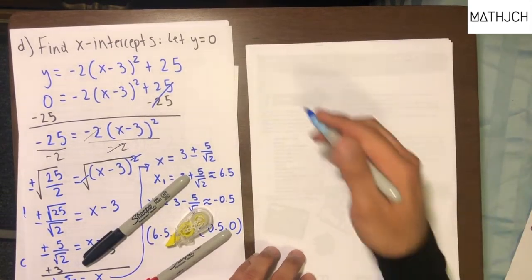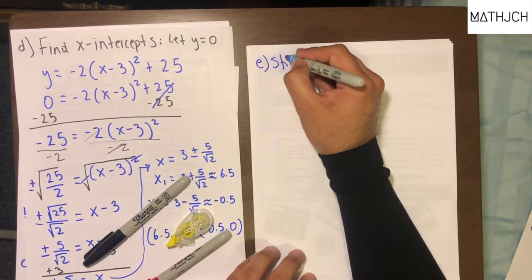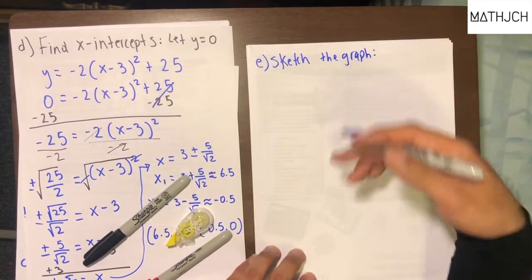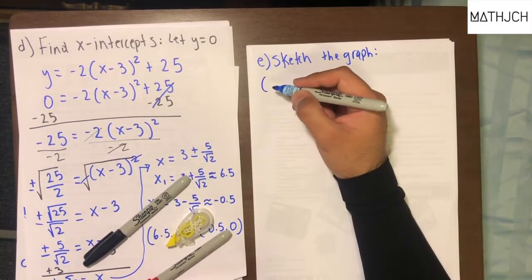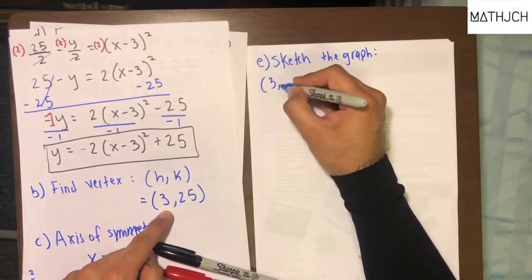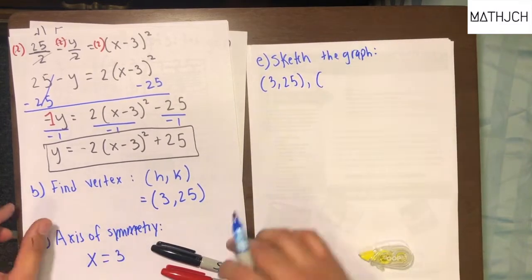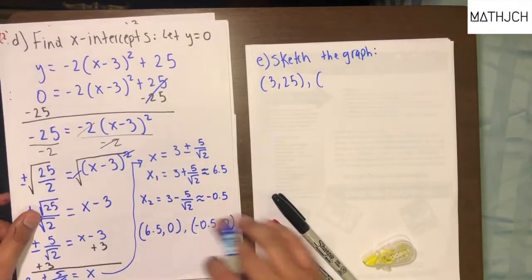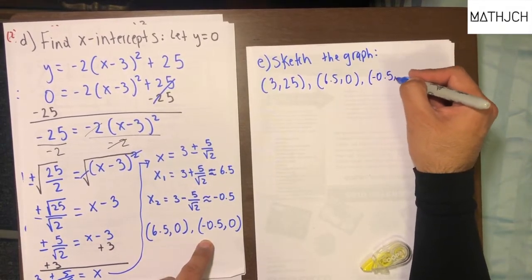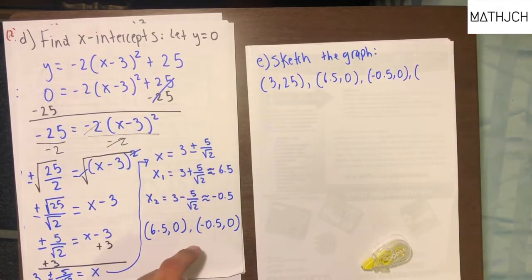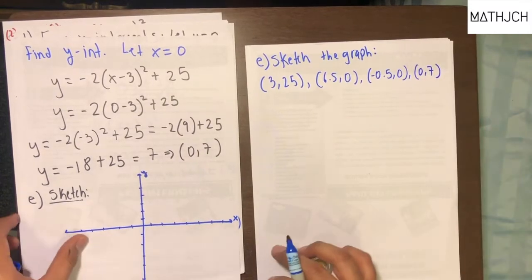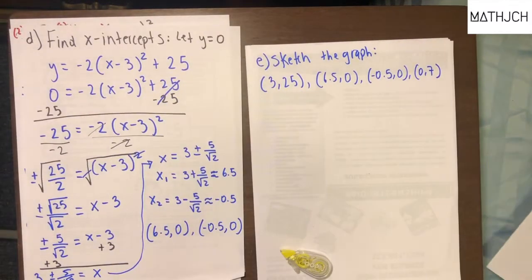Our final step is to sketch the graph, right? Let's gather our points that we have found so far. Our vertex, that we found from part B, which is 3, 25. Our x-intercepts that we found from part D, which are 6.5, 0 and -0.5, 0. And from our y-intercept, which is 0, 7. Okay? So let's do the graph.